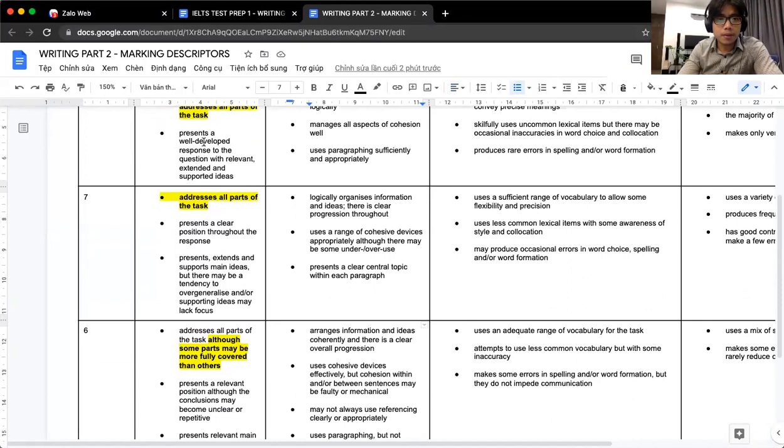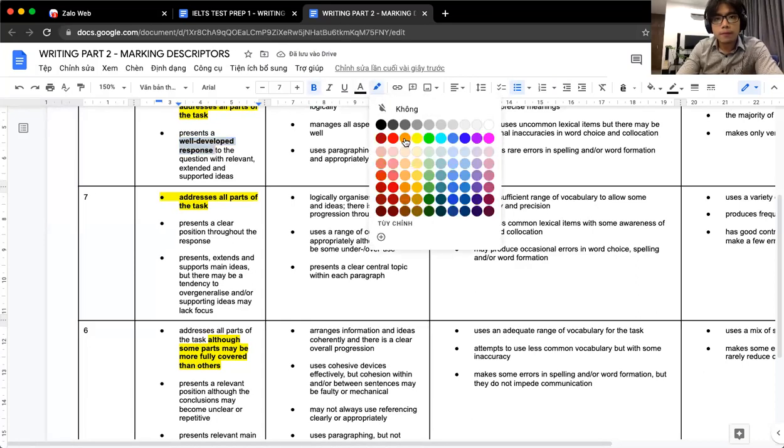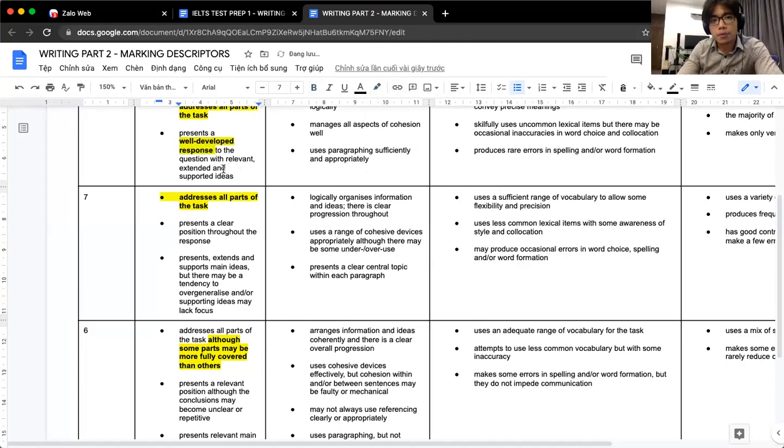The second one, in band 8, you need a well-developed response. A well-developed response. So let's say if you say yes or if you say no, or if you're in the middle, like you're on the fence, you don't really support either of them, but you need to develop it. People need to see a development in your ideas. They don't want you to just throw a bunch of ideas there and not explain anything. They need to see progression. They need to see development in your ideas, all right?